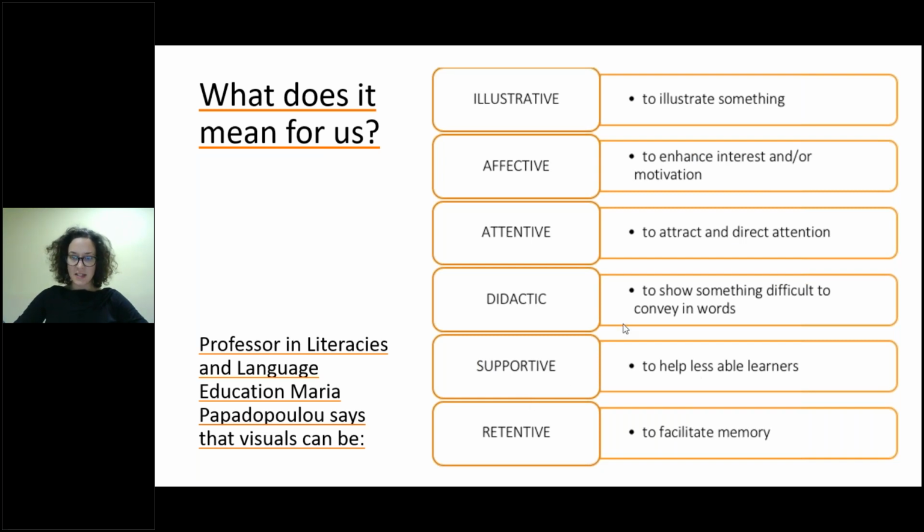Didactic: to show something difficult to convey in words, like, for example, pictograms for grammar sections. I will show that later. Supportive: to help less able learners, like diagrams, tables, and so on, to organize the material. Again, I will show this later. And retentive: to facilitate memory skills. When we see something and read something, we remember it better than if we only read it, or only see it. Okay, moving on.